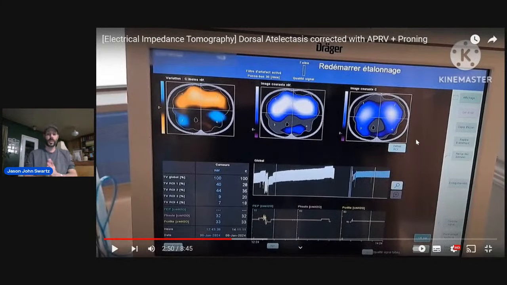Looking over here one last time. The reference is here. We see the blue is the distribution of ventilation. We see it's all trapped in the ventral. We see significant dorsal atelectasis or de-recruitment. We see the white that is telling us that the majority of the ventilation, where there is aeration, is all in the ventral area. So, that is not in the gravity dependent areas.